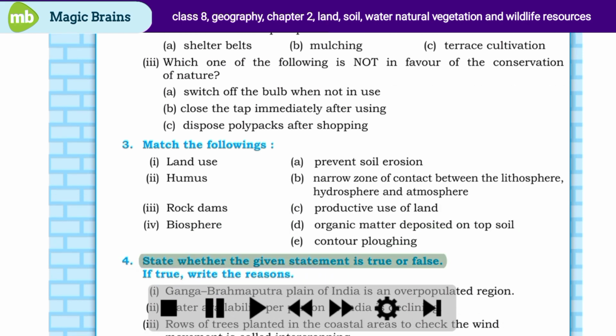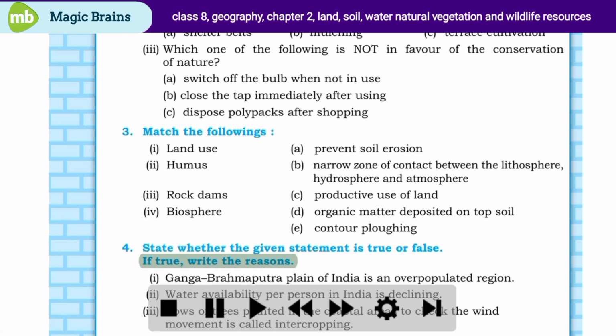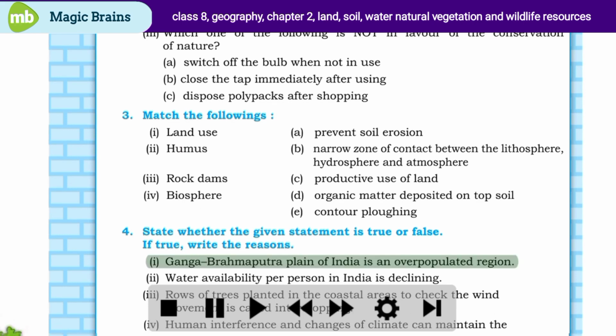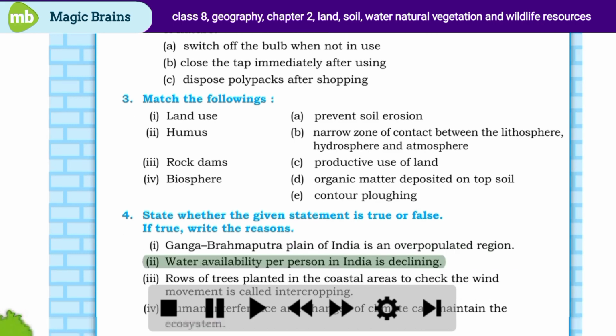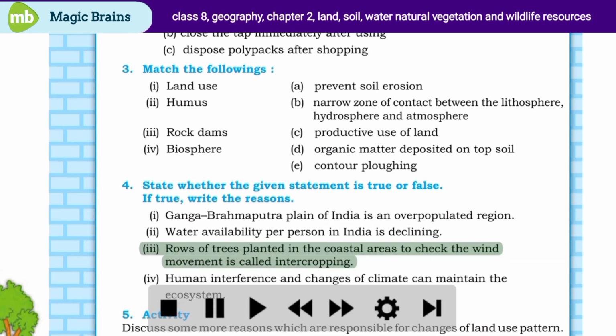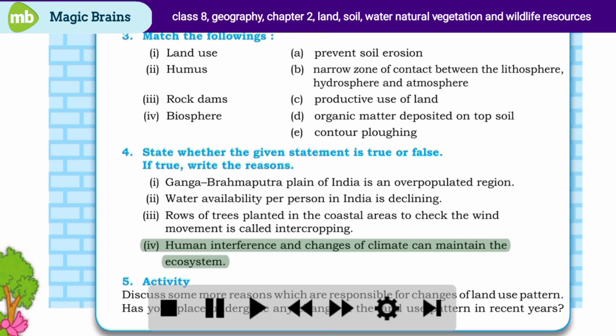Number 4. State whether the given statement is true or false. If true, write the reasons. Number 1. Ganga Brahmaputra plain of India is an overpopulated region. Number 2. Water availability per person in India is declining. Number 3. Rows of trees planted in the coastal areas to check the wind movement is called intercropping. Number 4. Human interference and changes of climate can maintain the ecosystem.